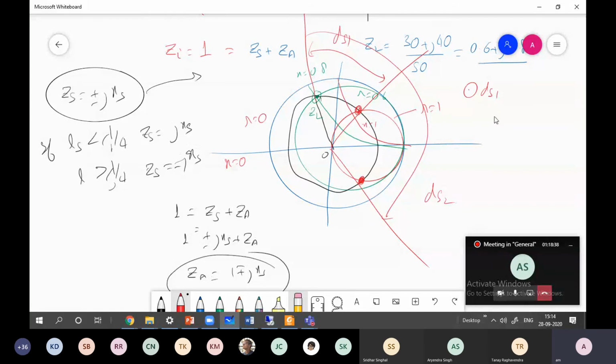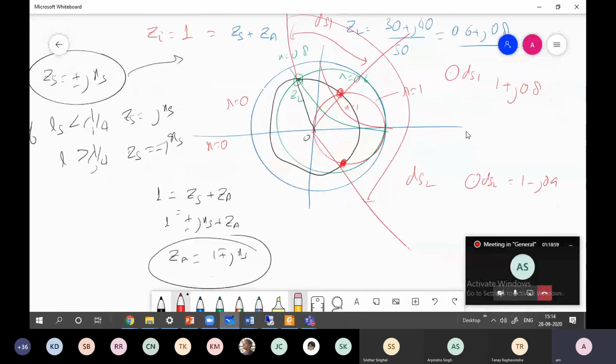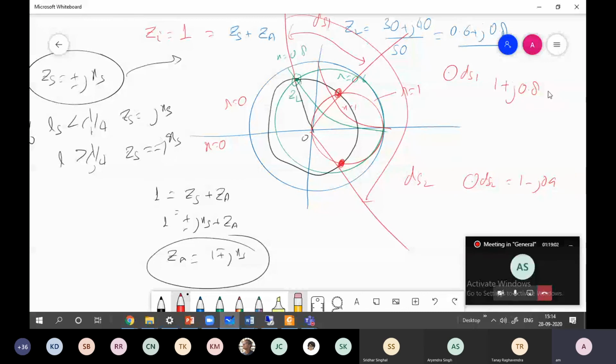So DS1 will be how much? DS1 will be 1 plus j, it depends on this. Let's say I just write 0.8, and DS2 is, let's say, 1 minus 0.9. It may or may not be the same. So this will be your ZA. Now ZA is your 1 plus j0.8.